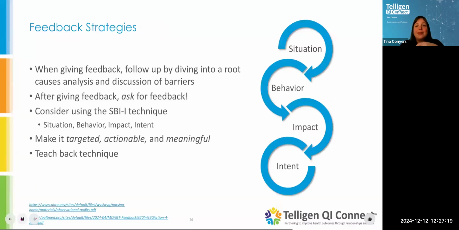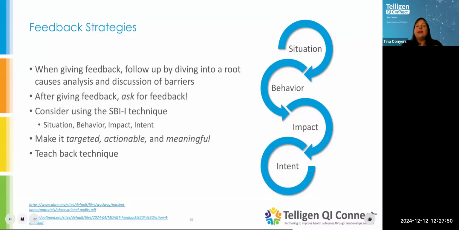Okay, some feedback strategies. We're providing this after the observation is completed. We're going to have it be in private. We're going to emphasize that the purpose of auditing is constructive, right? Together, we're identifying where a process can be improved. We're going to involve staff in root cause analysis and ask them to share what barriers there are that make it harder for them to perform the process as it's prescribed.